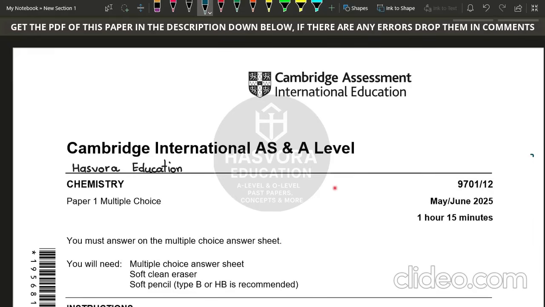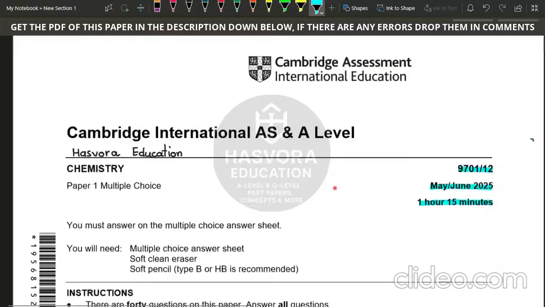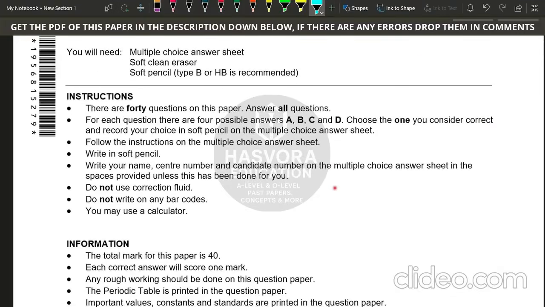Today we'll be solving the Chemistry 9701, Paper 1 Variant 2, and this is the MCQs paper of the recent session of May-June 2025. The time allowed for this paper is 1 hour and 15 minutes, and the total marks for this paper are 40 marks.